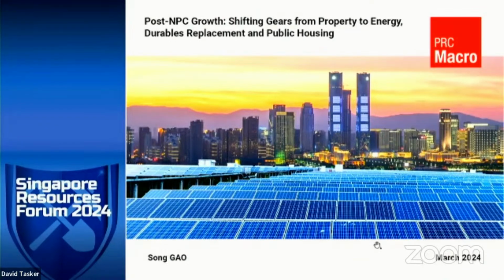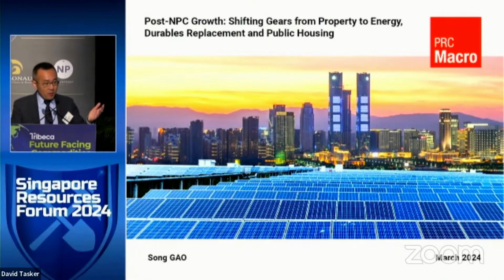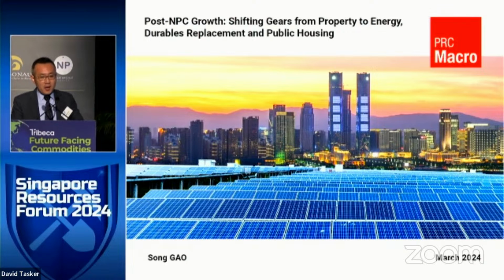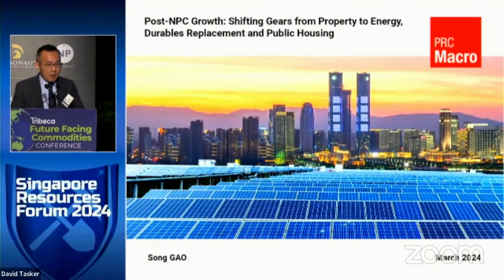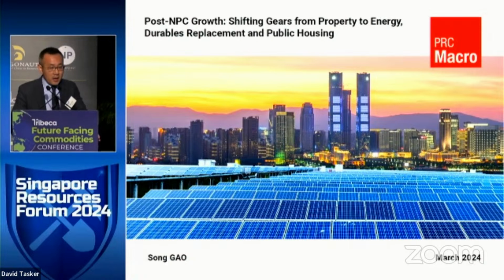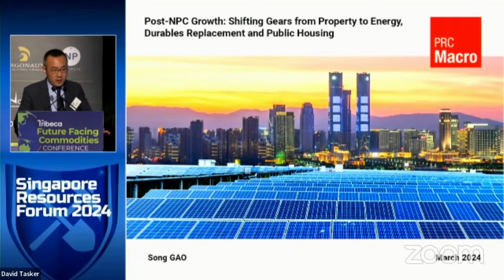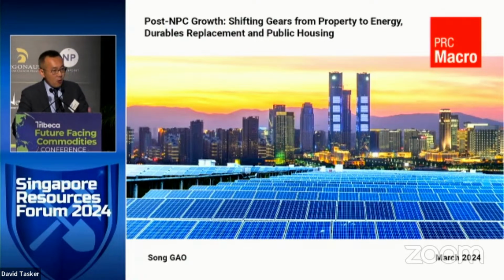I'm here from Beijing, and PR's macro is a China-focused macro and policy research firm. We focus on monetary policy, fiscal policy, and with particular interest in commodities. So my job today is to fly 1,000 miles away from Beijing to Singapore to explain how China can grow at 5% with the collapse of the housing market.